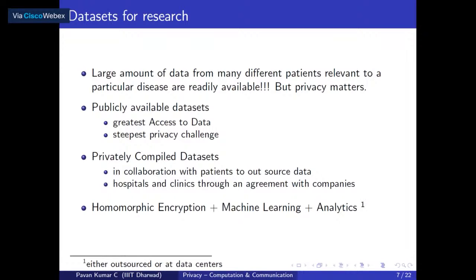Now, that is one aspect, and the other is the data sets available for research. As you know, a large amount of data from different patients relevant to a particular disease is readily available, but privacy matters over there. If you take some of the publicly available data sets, that comes with a challenge: they offer the greatest access to the data, but the steepest privacy challenge will be there. So one of the possible solutions is to have privately compiled data sets, in collaboration with the patients to outsource the data, and also with hospitals and clinics through an agreement with the companies.